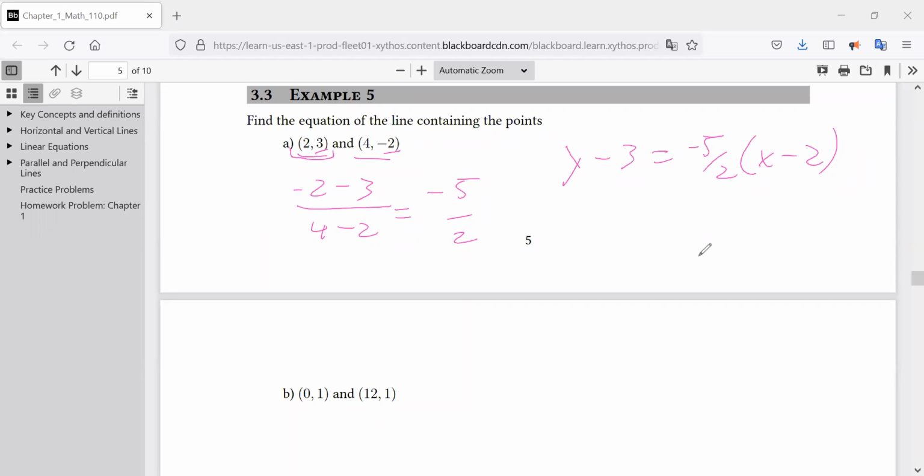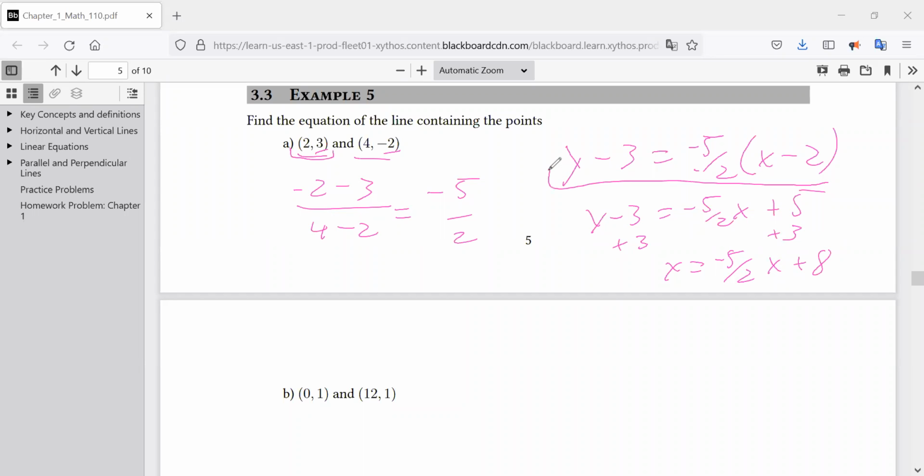Cool. If you wanted to get it into slope intercept form, we could do that. We could just distribute this, so we get -5/2x plus 5, because we have a negative times a negative, and the 2 cancels with the half. So we add 3 to both sides, and we get y is equal to -5/2x plus 8.